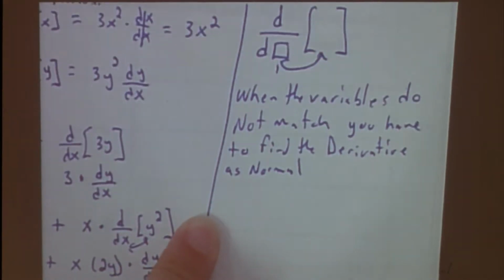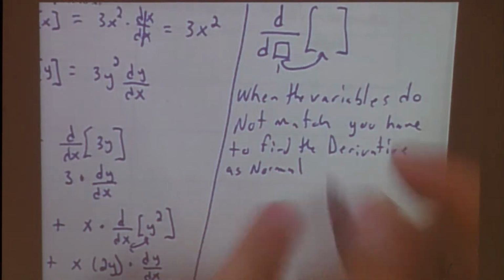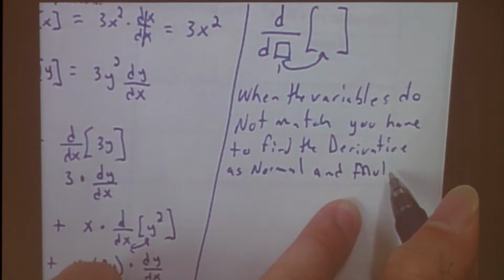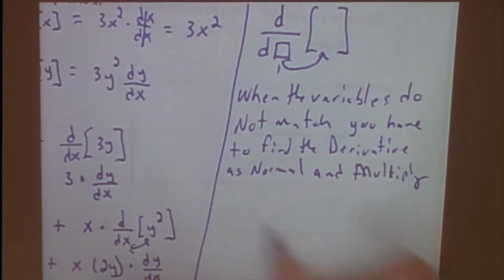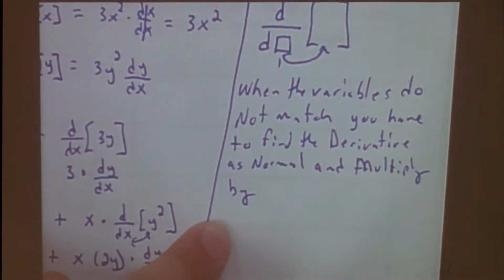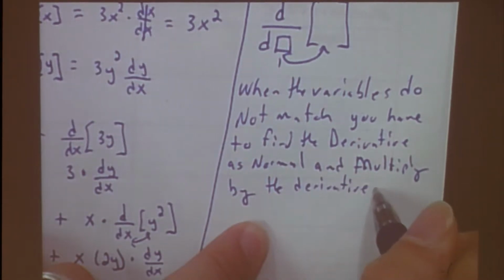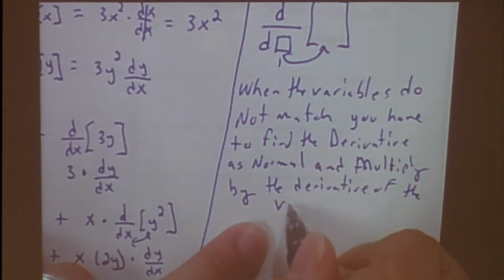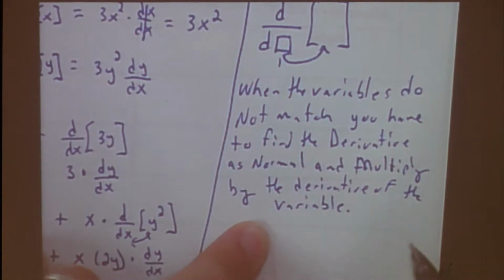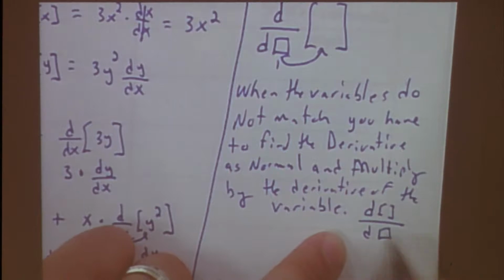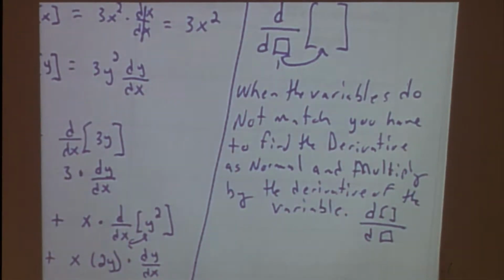So like if it's y squared, you get the derivative of y squared, you just put 2y. Okay? But don't forget to multiply by the derivative of the variable. So basically d whatever with respect to what it was originally with respect to.